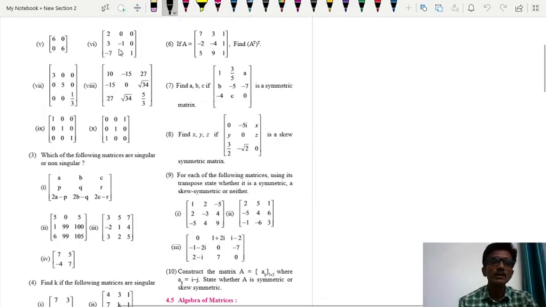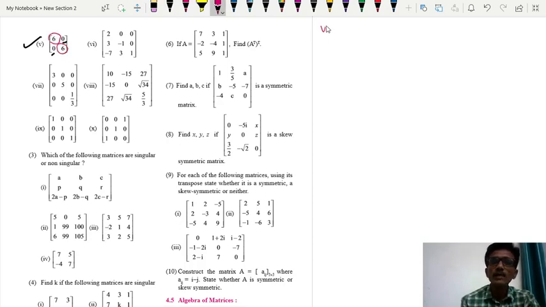Here, see this fifth sub question, you will observe that non-diagonal elements are 0, means it is a diagonal matrix, and these diagonal elements are equal. So therefore it is a scalar matrix. This matrix is a scalar matrix.